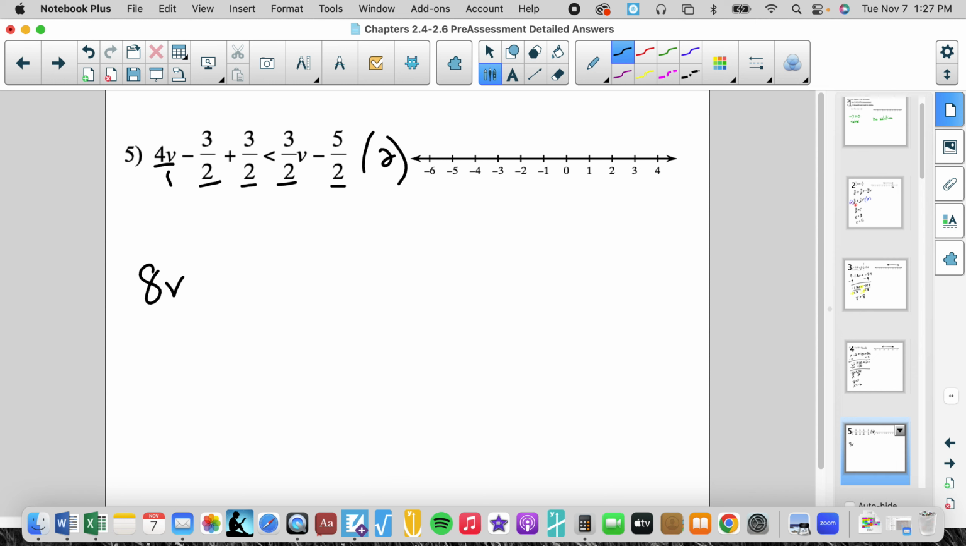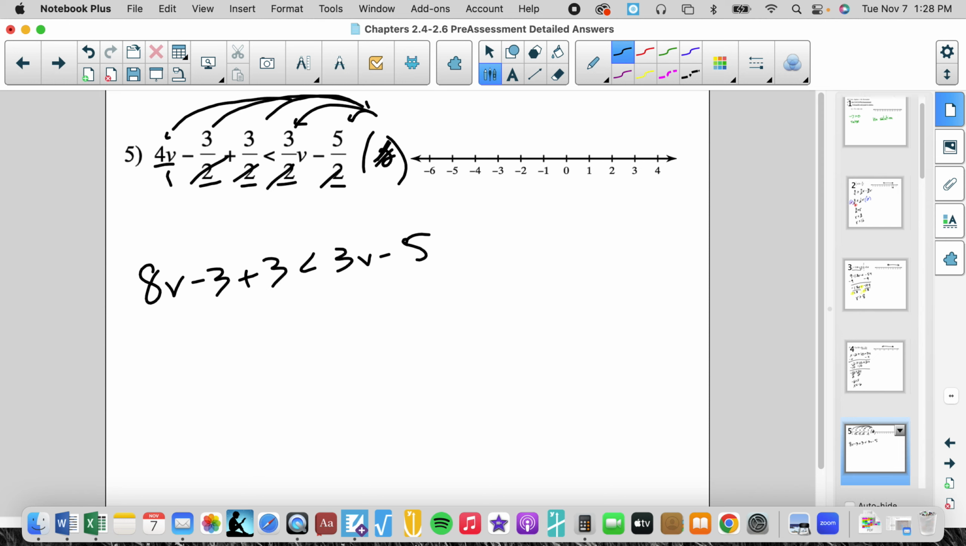You get 8v minus 3 plus 3 is less than 3v minus 5. Because when you do that, the numerator is going to cancel with that denominator, and this numerator is going to cancel with that denominator after you multiply. And then you would have to multiply 2 times 4v. That's why you get 8v. Now we can simplify.